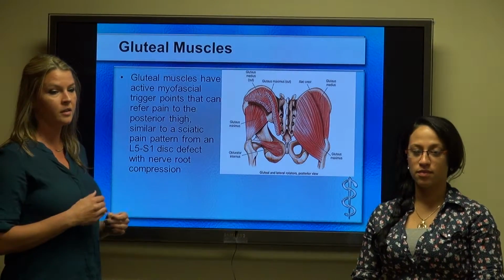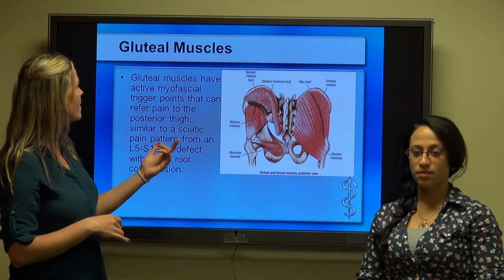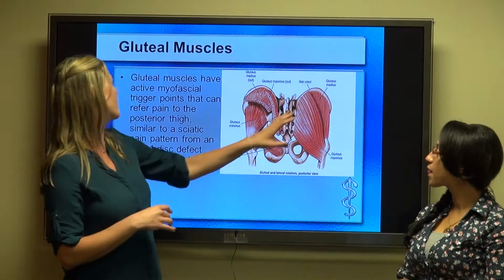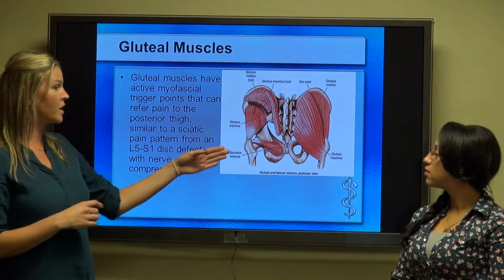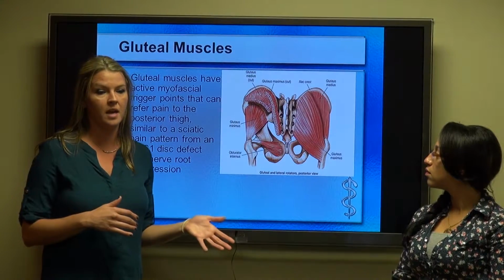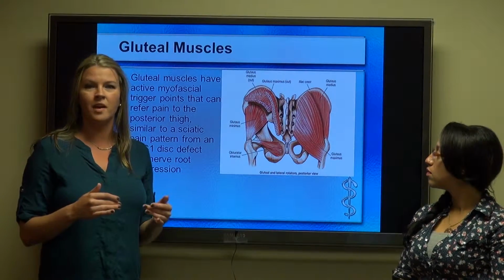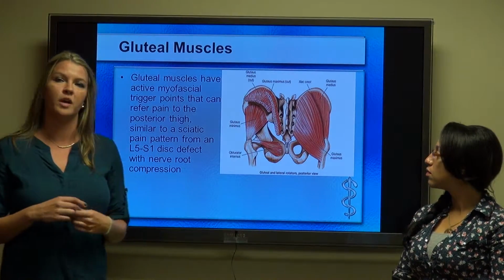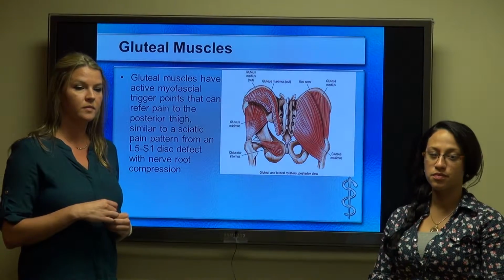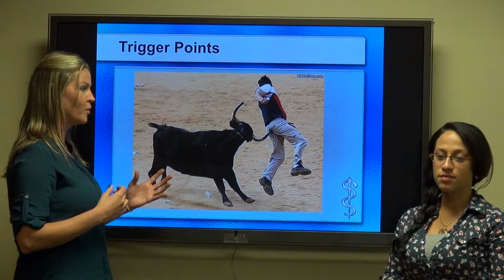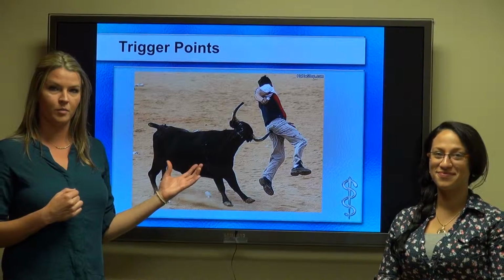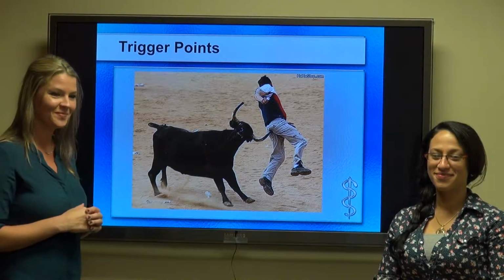And the gluteal muscles also have active myofascial trigger points all along them. That refers pain to the posterior thigh, which is really similar to a sciatic type pain. And the pain pattern is similar to an L5-S1 disc defect with a nerve root compression. So this is an example of what a trigger point may feel like if you have one. The bull sticking his horn right up in you.